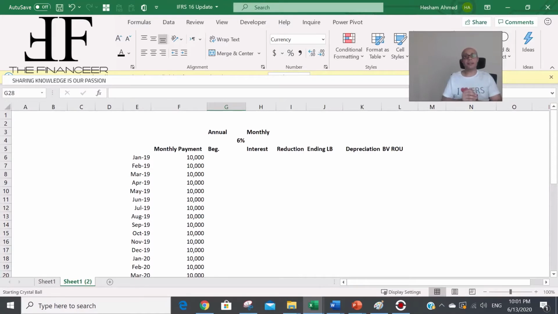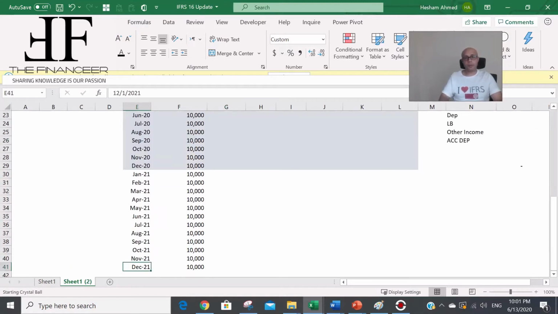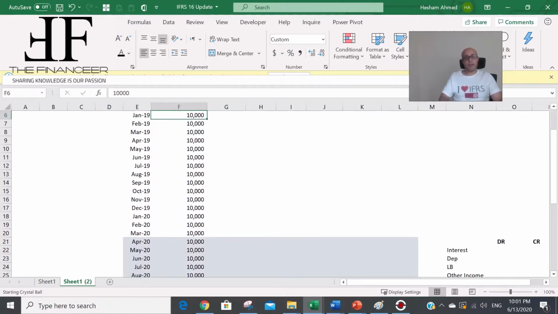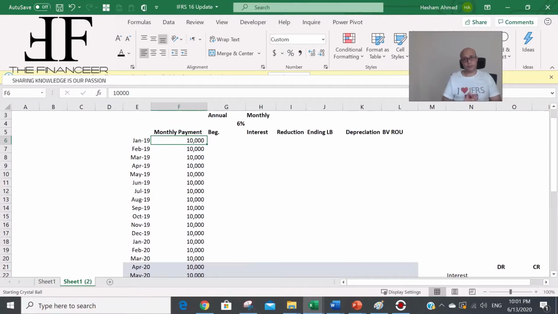Assume that your company, as a lessee, signed a lease contract with a lessor for 3 years, starting from January 2019 up to December 2021. And the monthly lease payment is 10,000. So this is a lease contract to rent an office building, for example, and this is the monthly lease payment.